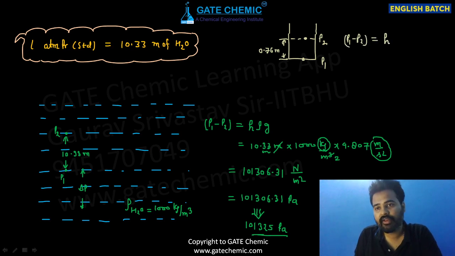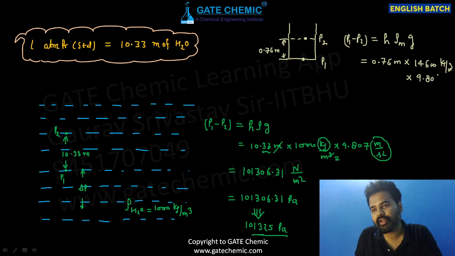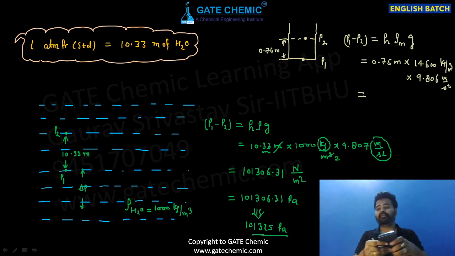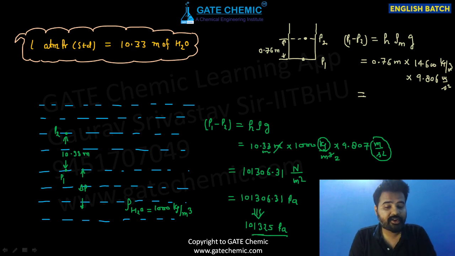Yeah, we can calculate H rho of mercury into g. So I am taking 0.76 meter as height, mercury 14,600 kilogram per meter cube multiplied by 9.806 meter per second square. Tell me. Calculated, beta? Everyone calculated?